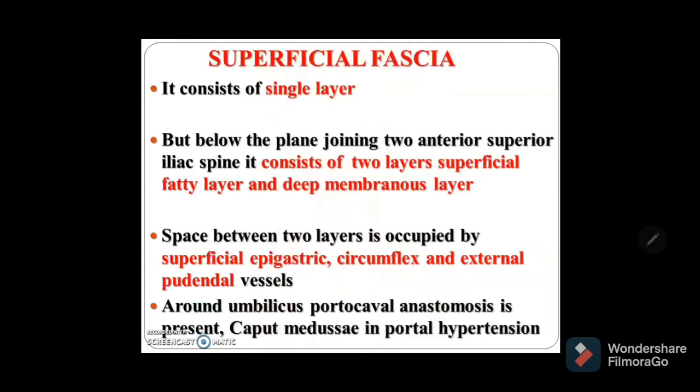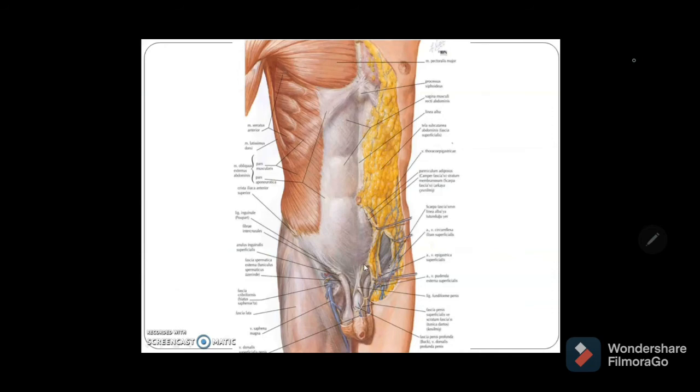So this is what you see there, two layers just below the line joining the two anterior superior iliac spines. The superficial fatty layer is called Camper's fascia, and the deep membranous layer is called Scarpa's fascia. Scarpa's fascia is continuous below with the fascia lata, and in the perineum it is continuous as Colles' fascia, whereas the superficial fatty layer continues as the dartos in the scrotum. In the midline, Scarpa's fascia forms the fundiform ligament of the penis.